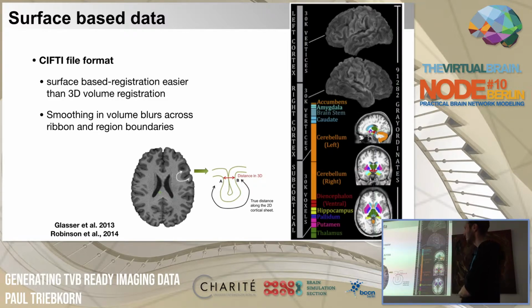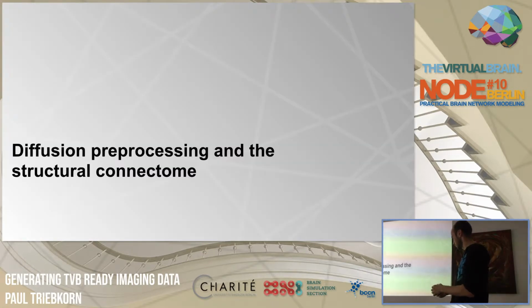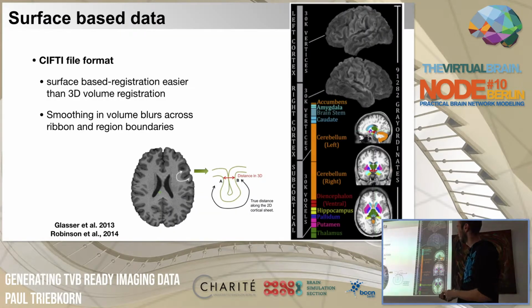So what they're saying is basically the gray matter, the cortical gray matter, is nothing but a sheet. We don't have to represent the cortex as a volume structure, but we can think of it as a sheet, which is folded according to the gyri and sulci. And why don't we just map the volumetric data which lies between the pial and white matter surface to the surface, and then you get surface-based data within a CIFTI file format.